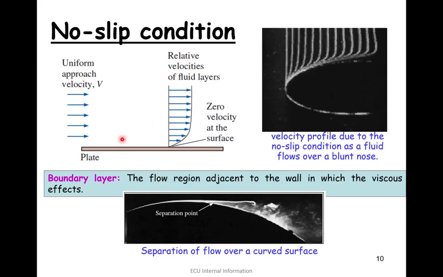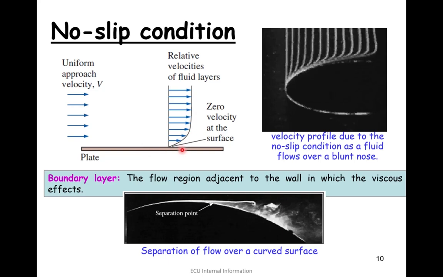This is basically called the boundary layer, because the fluid is affected by the boundary at the surface. The flow region adjacent to the wall in which the viscous effects are apparent, we call the boundary layer. For example, from this point where the velocity is 0, up to this point where the velocity becomes the same as the uniform flow, this region is called the boundary layer, because the velocity has been affected by the boundary at this surface.